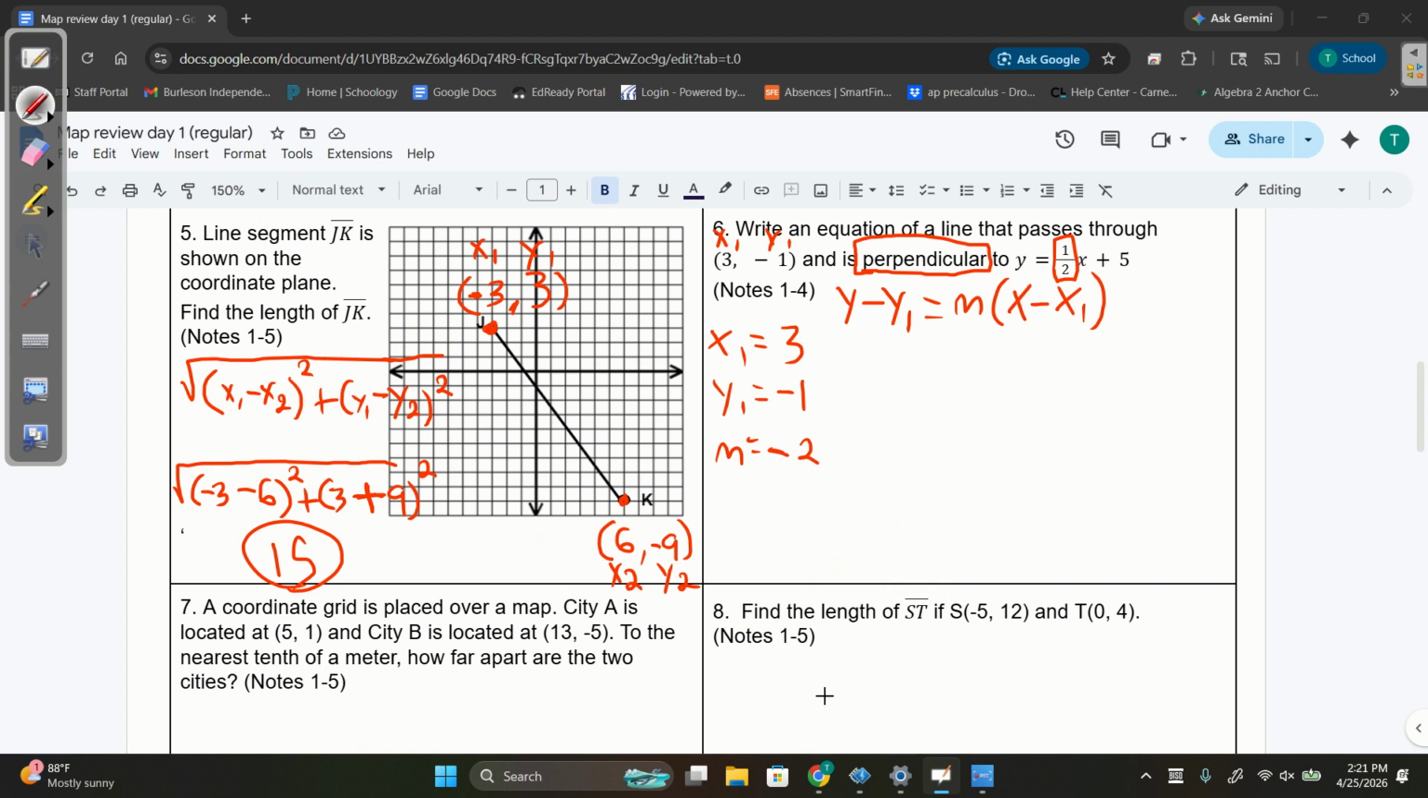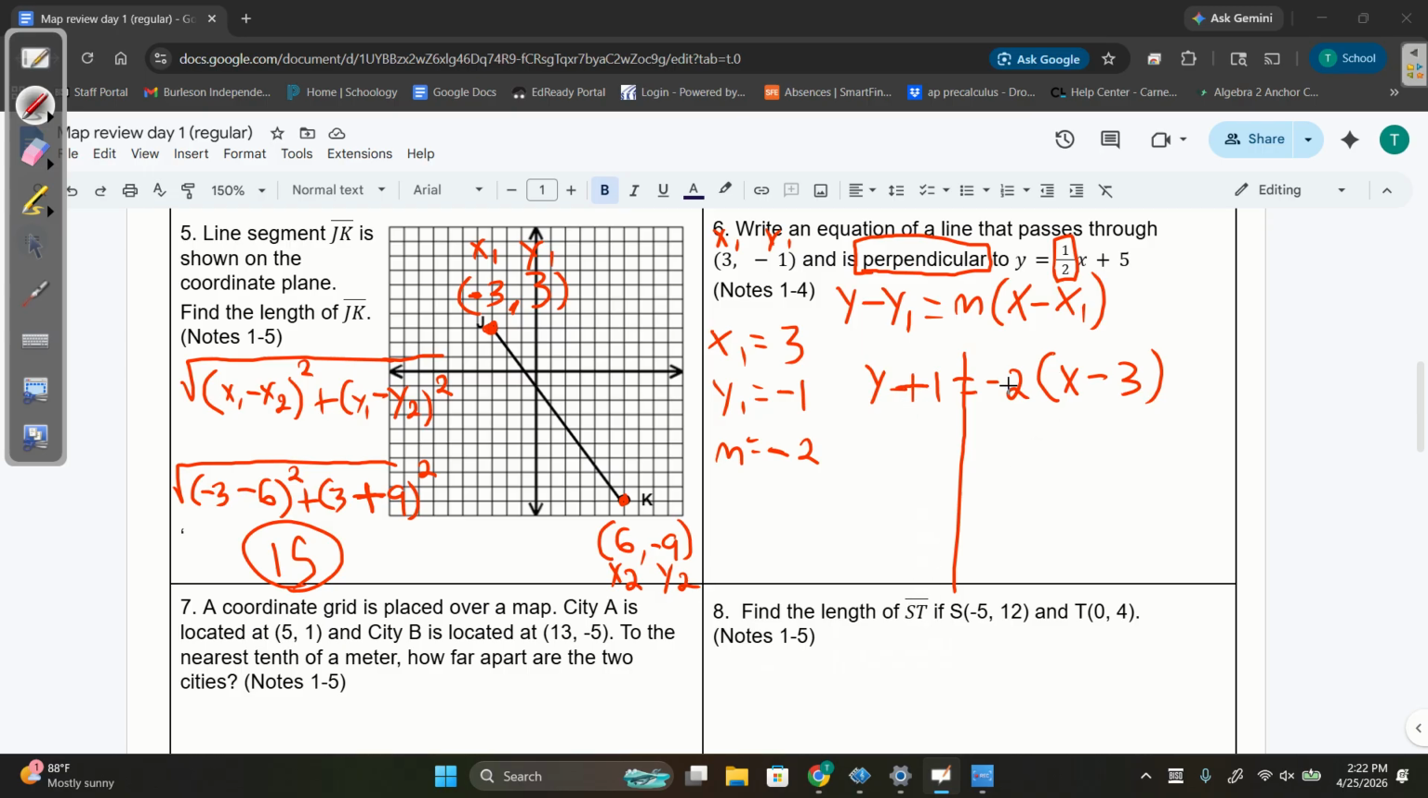Once I have all three pieces, simply plug it in. Y minus negative 1 equals, the m is negative 2, times x minus x1 is 3. Do a little cleanup first. What happens with the double negatives? They become a positive.